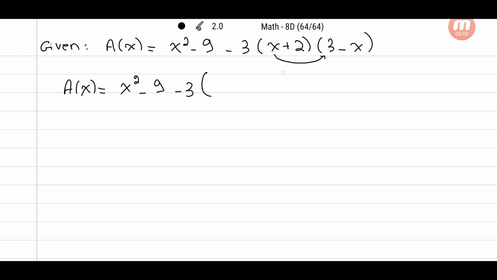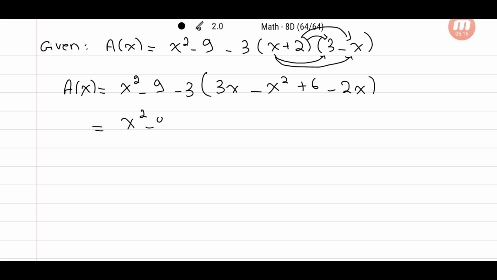So x times 3 is 3x. x times −x is −x². Now 2 times 3 is 6. And 2 times −x is −2x. So it is equal to x² − 9. Now multiply each term by −3.